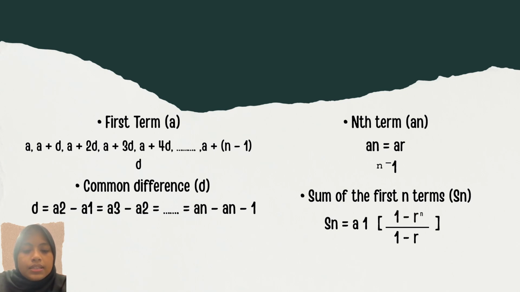For example, 5, 11, 17, 23, 29, 35. The constant difference is 6.